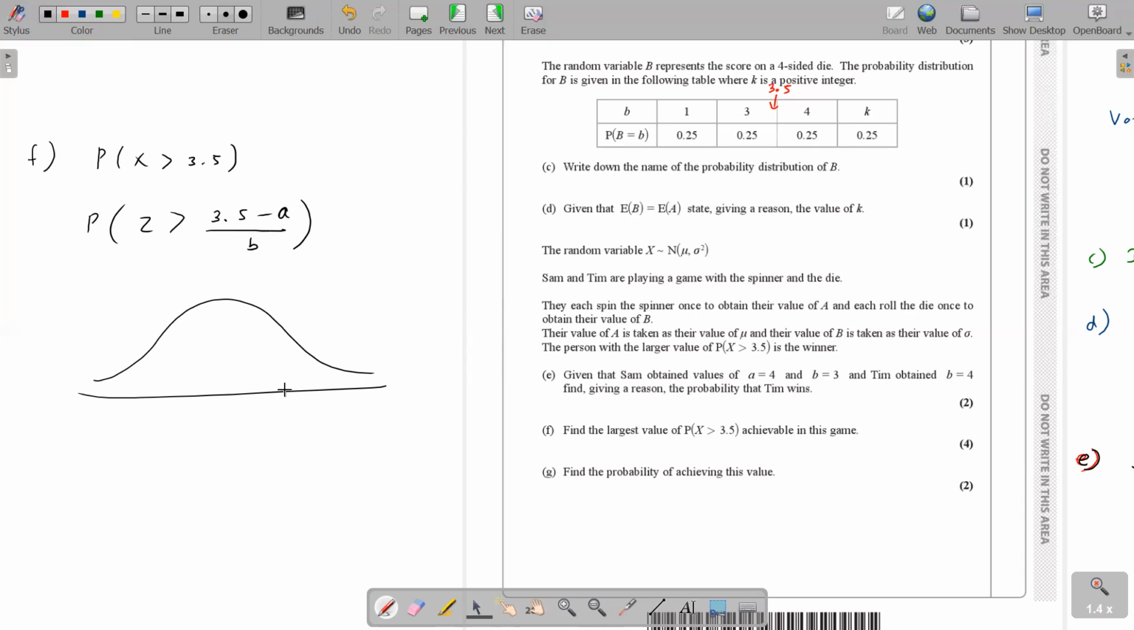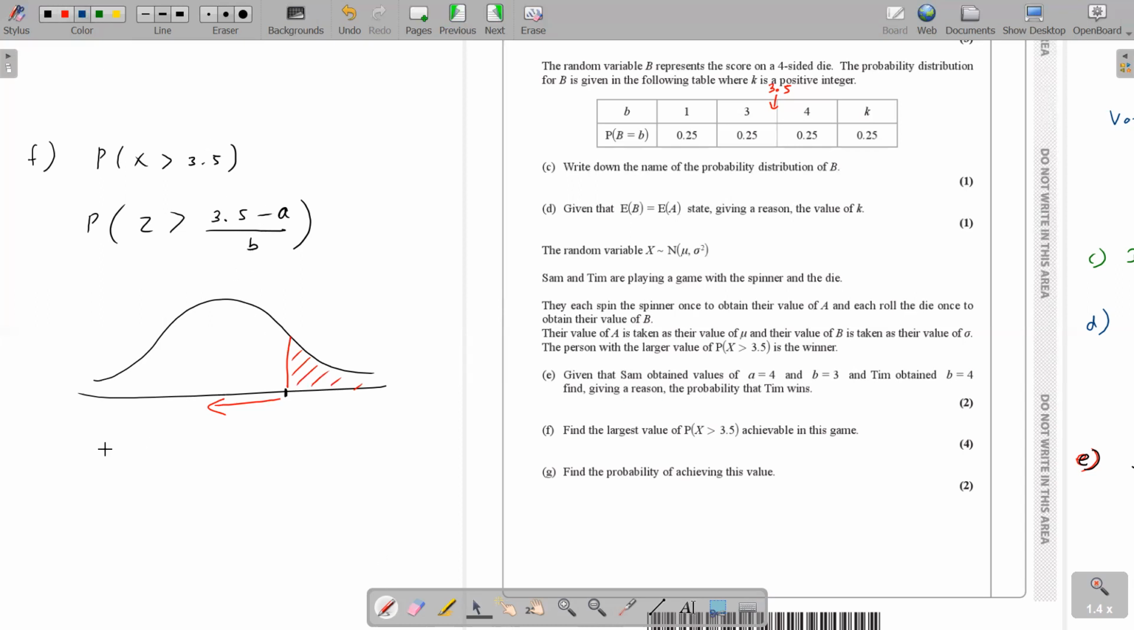So if 3.5 minus A over B, if you take Z greater than, this is the area we shade. So I want this shaded area to be as large as possible. If the shaded area is to be as large as possible, I need this point to move as far back as possible. So the lower your Z value, the higher the probability of Z greater than 3.5, of X greater than 3.5. So I want this 3.5.